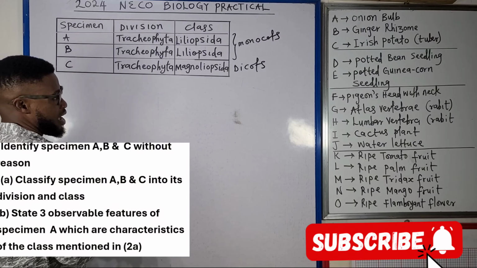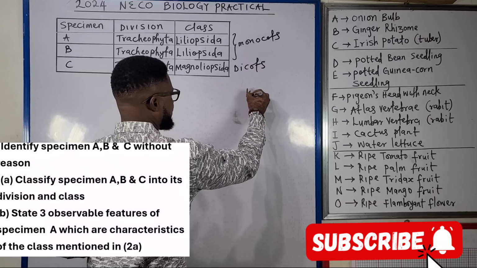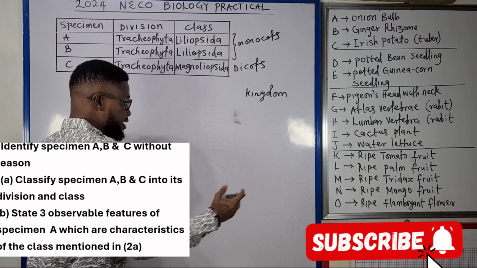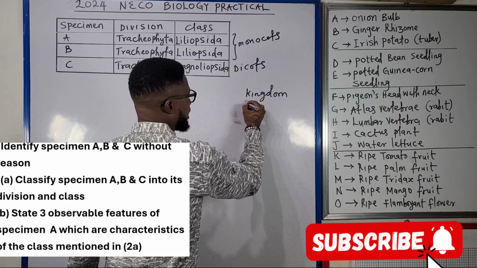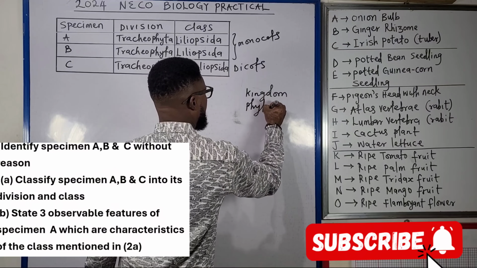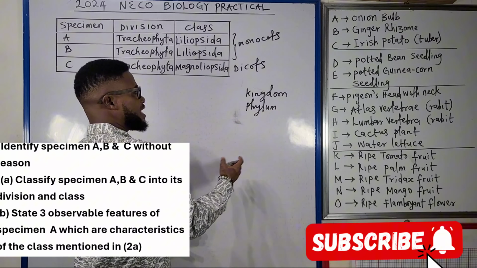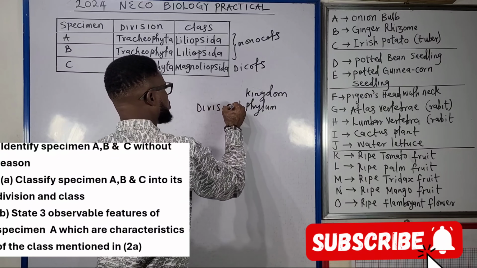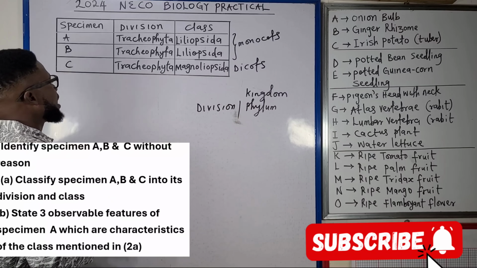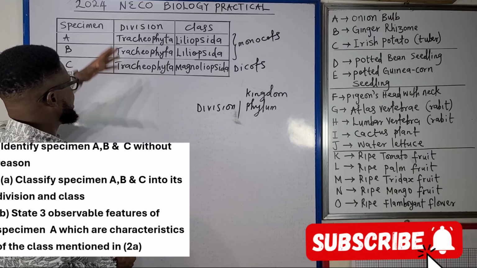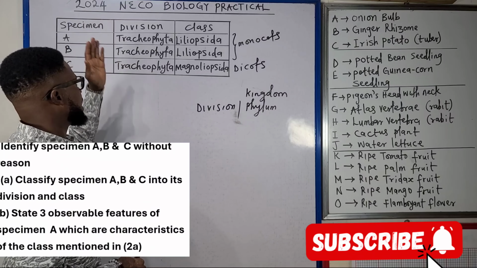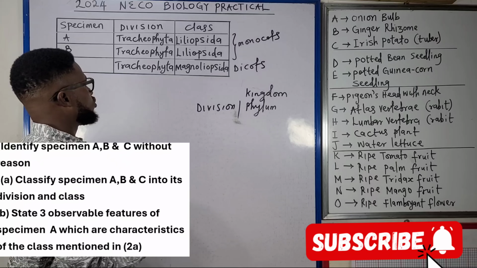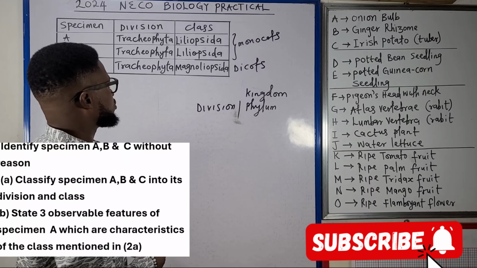Recall that when we classify based on taxonomy, we have kingdom, phylum. We use phylum for animals, but more specifically when dealing with plants, we use the word division. So when you look at specimen A, B, and C, they are basically tracheophytes. We say Tracheophyta simply because they have vascular bundles for conduction of water and manufactured food.